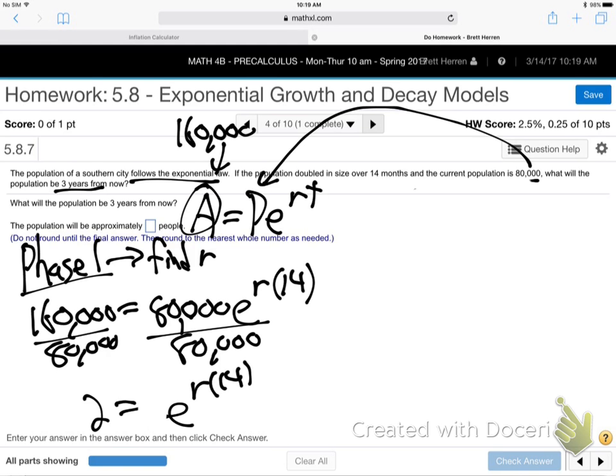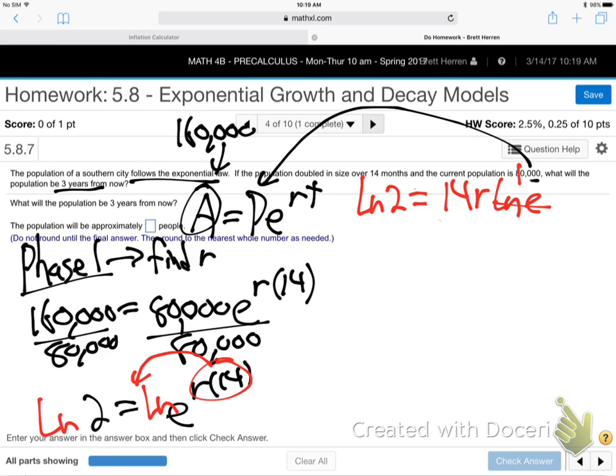All right, so what do we do now? Because the letter's up there in the power zone, so ln, the power drops down. What do we got? ln2 is, whoops, I forgot to put the power in the front there. It's 14r ln e, and that's just 1. So then just divide by 14. R is ln2 over 14. I'm just going to leave it that way. I don't want a messy decimal, and I can't round halfway through. You never want to round in the middle of a problem, because rounding at the end is fine, but not in the middle. It'll throw things off.